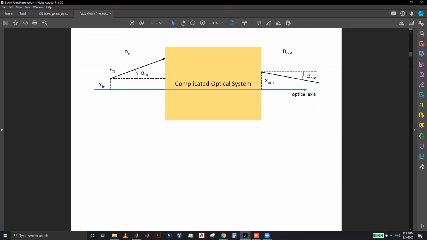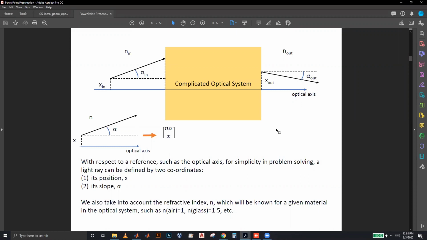And the medium on the left hand side has refractive index n in, and that on the output side on the right has n out. So everything is kept very general. If everything is air outside the optical system, then n in would equal n out equal 1. But we are keeping everything general for the time being.